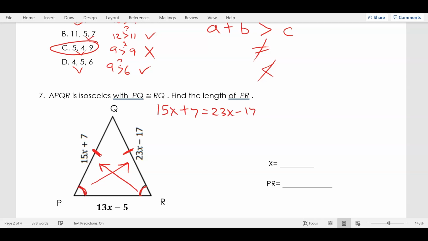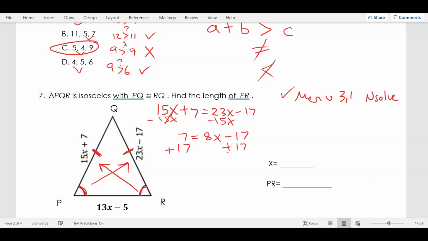23x minus 17. Now you can do menu 3-1 to use equation solve on here. I don't mind. But if you're going to solve it by hand, x is on both sides. You get rid of the smaller x, minus 15x because it was positive. Bring down 7 equals 23 minus 15 is 8x minus 17. Bring that down. And then get rid of the loner. The opposite of minus 17 is plus 17, plus 17. 24 equals 8x. And then your last step to get rid of 8 is to divide by 8 because it's a coefficient that's being multiplied. The opposite is to divide. So these 8s cancel out. 24 divided by 8 is 3.